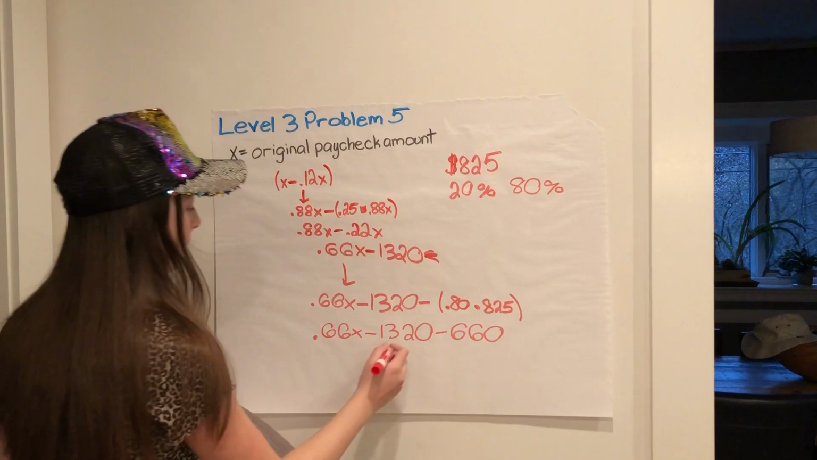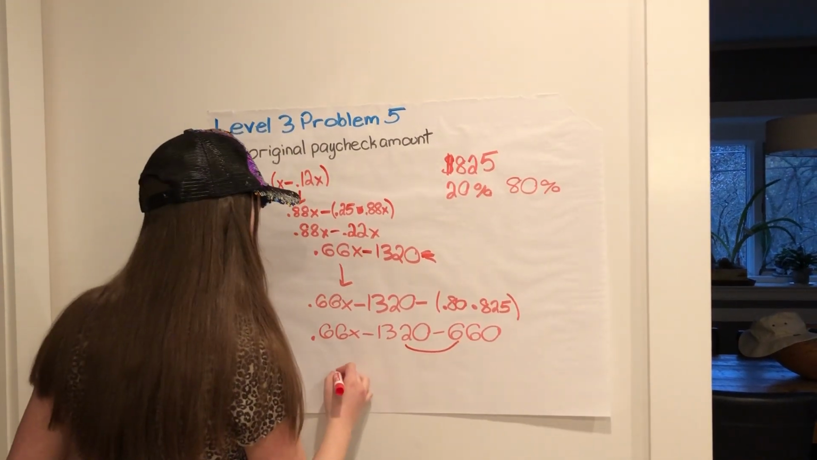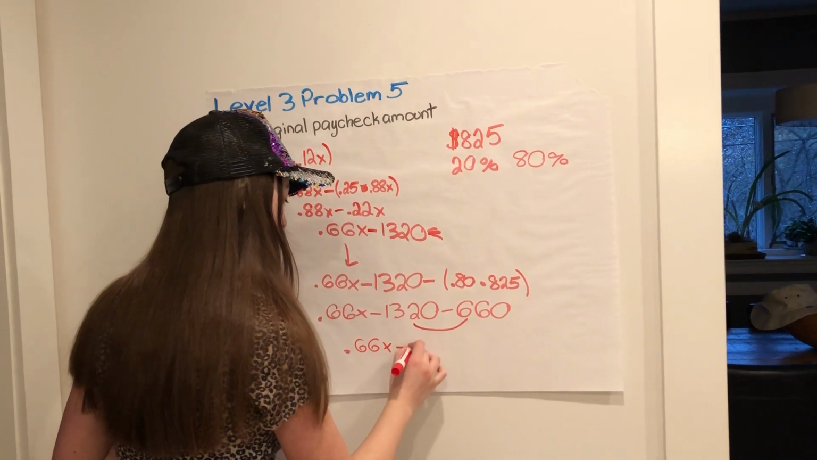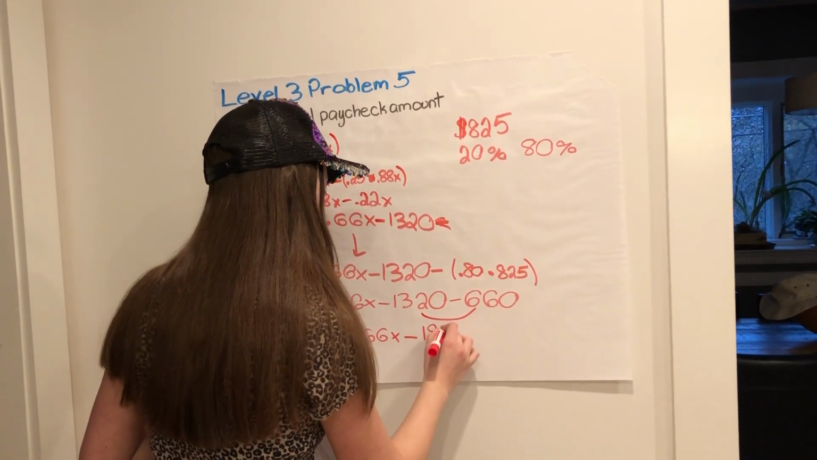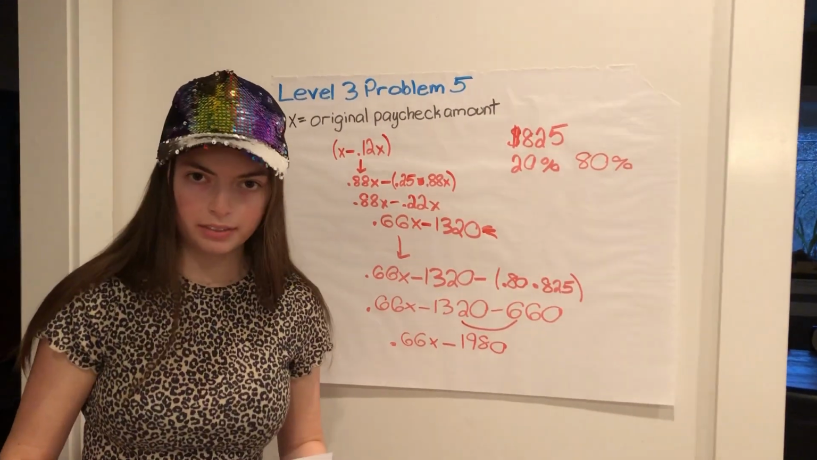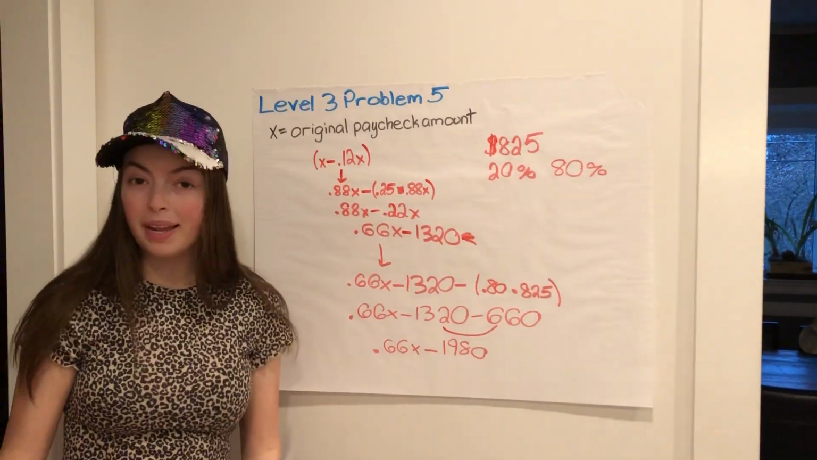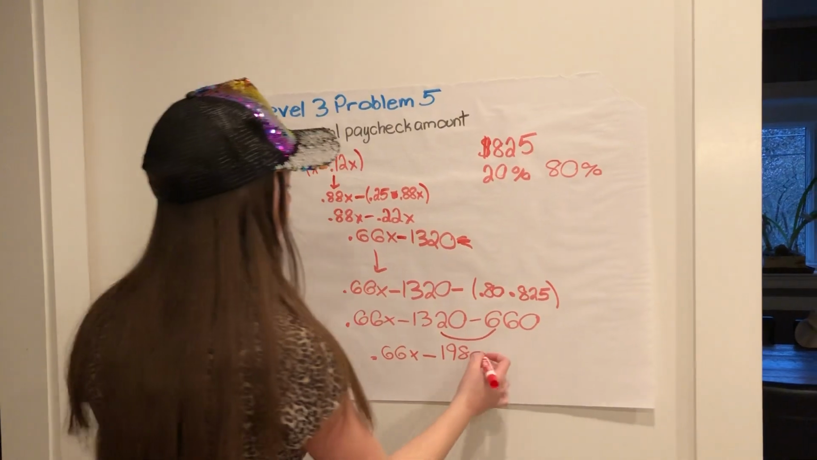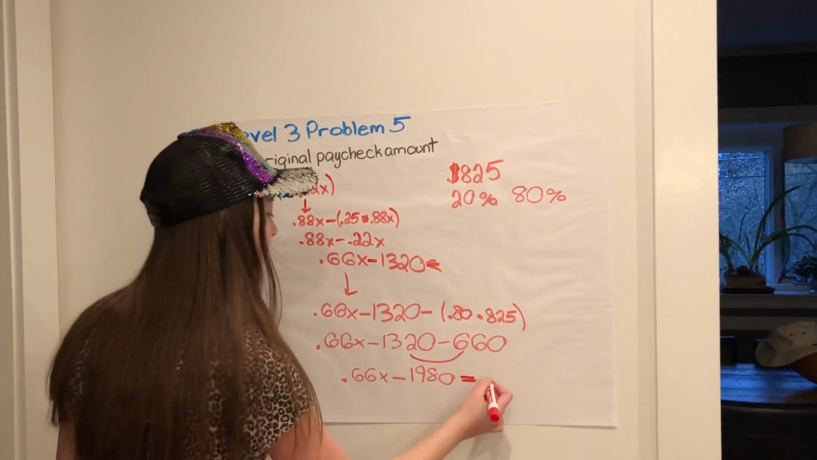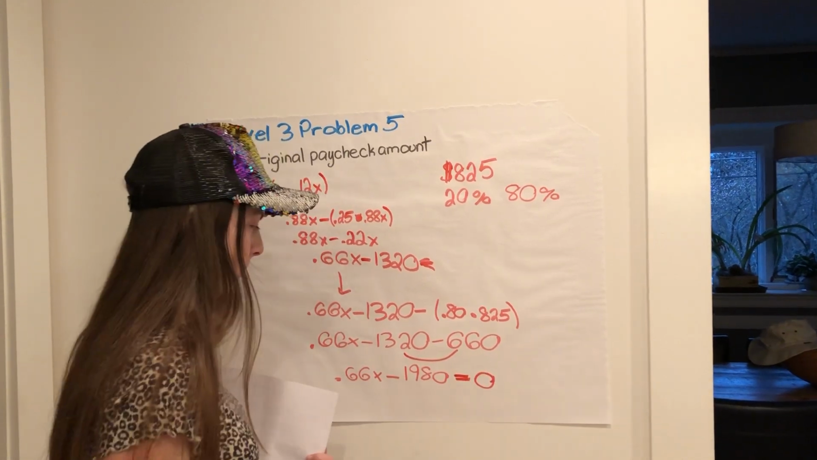And since we're at this step, let's simplify these two numbers. So we have 0.66x minus 1980. Now right now we've been working with an expression, which means it doesn't have an equal sign. But we know that he spent all of his paycheck. So right now what I'm going to do is I'm going to turn it into an equation, which means it has an equal sign, by writing equals 0.